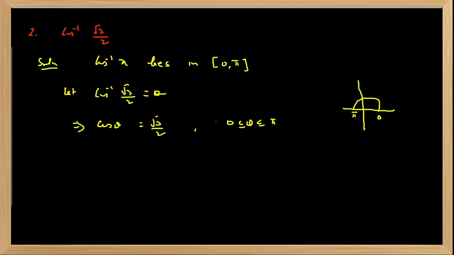0 to pi में cos theta first quadrant में root 3 by 2 होगा. So cos theta is root 3 by 2 if theta is pi by 6, in the first quadrant. Now what is theta? Theta was cos inverse root 3 by 2. So cos inverse root 3 by 2 is pi by 6. Question 3, cosec inverse 2.